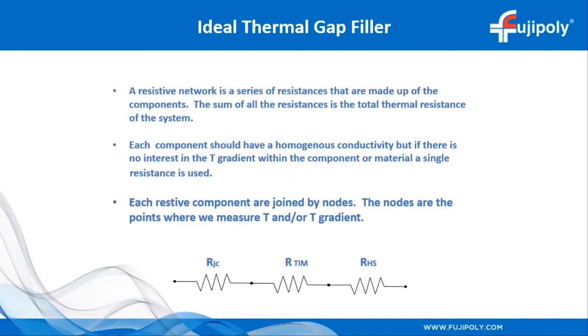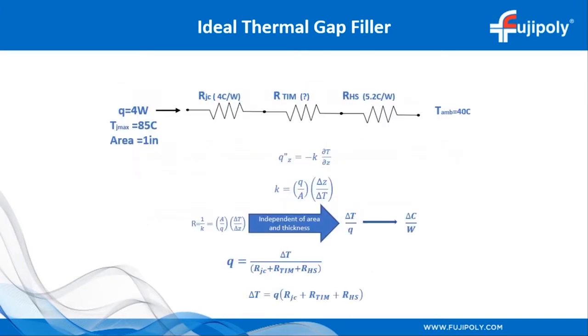Since we want to keep things pretty simple for our study, we will assign arbitrary values for the junction and heatsink resistances. Those figures can be determined analytically, experimentally, or supplied by the component and heatsink manufacturers. The resistive network in series above joins each component by nodes. We make some assumptions, like each component being homogeneous. The nodes will be the points where we measure the temperature gradient. The sum of these resistances gives the total resistance of the system. Let's get into the analysis of a theoretical resistive network.